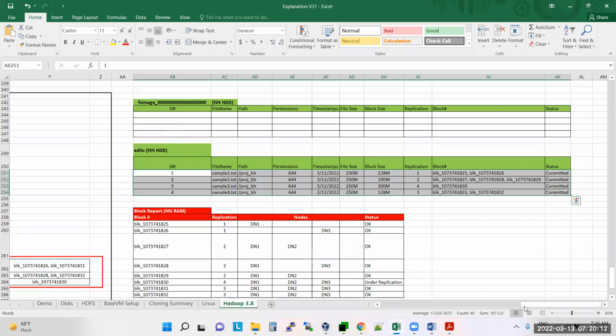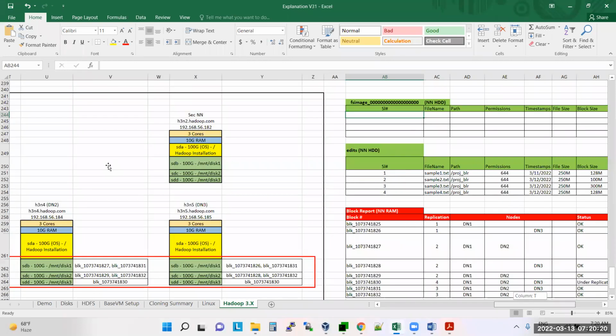It means we need a service, the secondary name node, to take a backup of these two files and to perform a checkpoint. So we understood that the secondary node will perform the checkpoint.